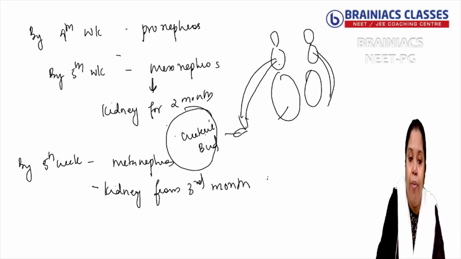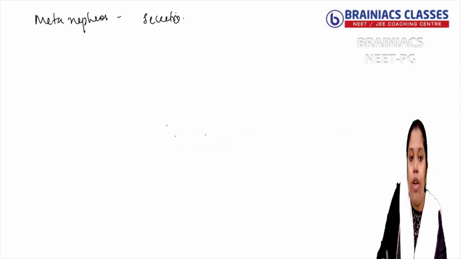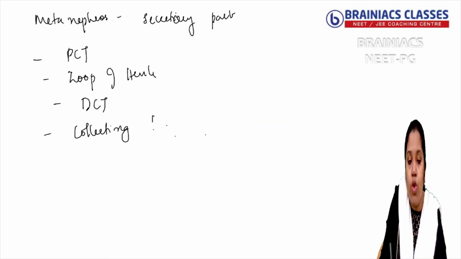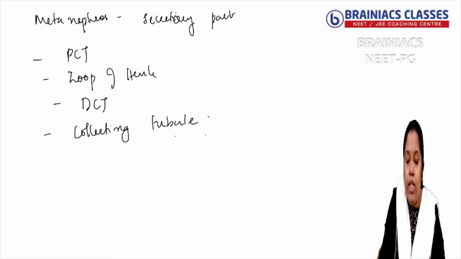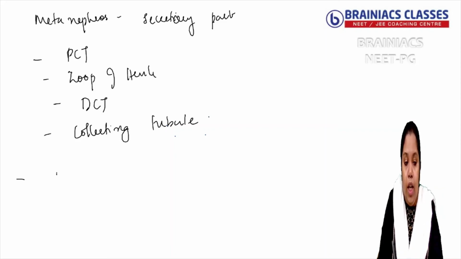And from the metanephros, the secretory part of the kidney is formed. The secretory part includes the PCT, the loop of Henle, the DCT, and the collecting tubule. It is formed from the metanephros.